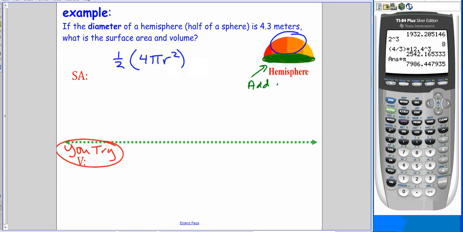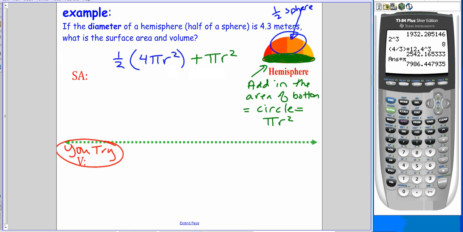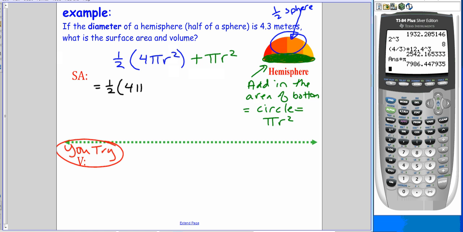We need to add in the area of the base, or the bottom right now, and that area is a circle, and the area of a circle is pi r squared. So again, this top right here, that's my 1/2 of a sphere, my surface area, and then I'm going to add in the area of a circle. So I need to take this and add in the area of this bottom here. So let's go ahead and plug in, work this out. So I have 1/2 times 4 pi times 4.3 squared plus pi times 4.3 squared.